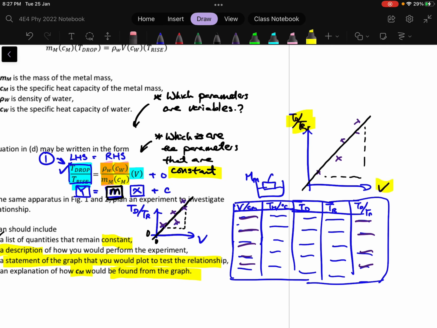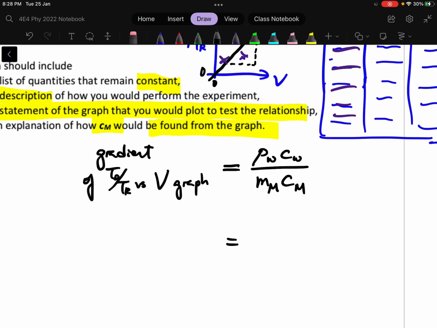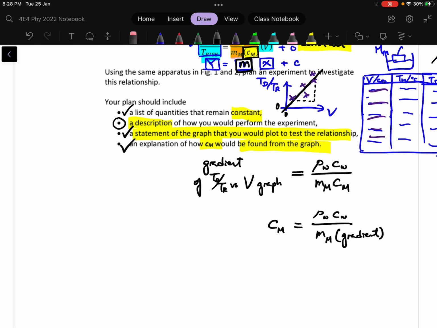Then how do I get CM? So where's CM? Oh, CM is right here. So what I see is that, oh, okay, now I know that the gradient of the TD over TR versus V graph is going to be, right, this gradient here is going to be this chunk of stuff which consists of rho W, CW, MM, and CM. So now if I look at this, I want to get CM, right? So I make CM the subject and I apply my algebra. I will be able to do this. So I can find CM as well, right? So I can find this relatively easily and I don't need to spend much effort.